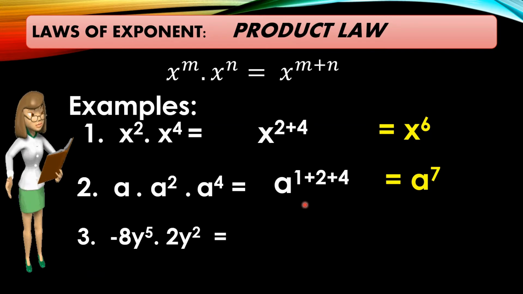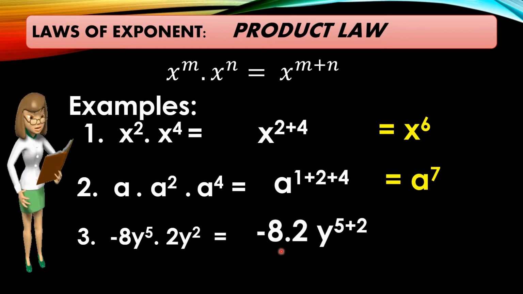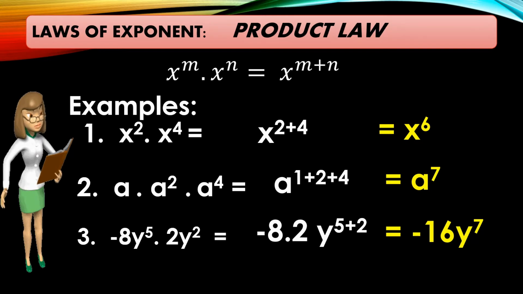Number 3, negative 8y raised to 5 times 2y squared is equal to negative 8 times 2y raised to 5 plus 2, which is equal to negative 16y raised to 7. Okay, that's our product law.